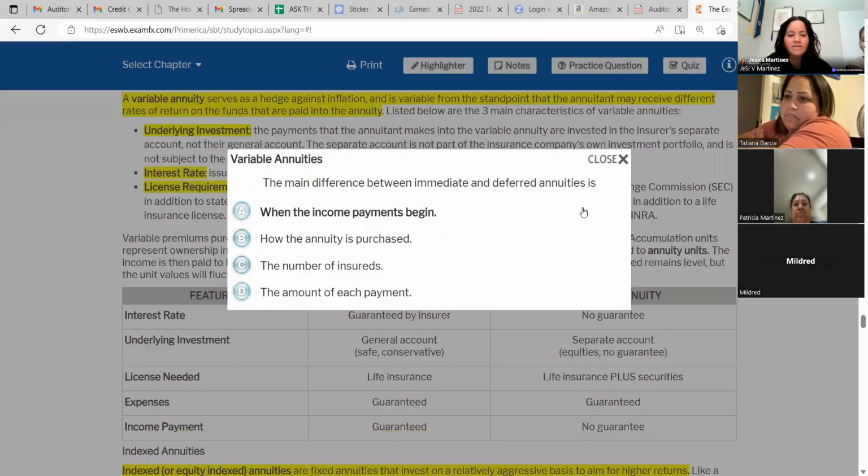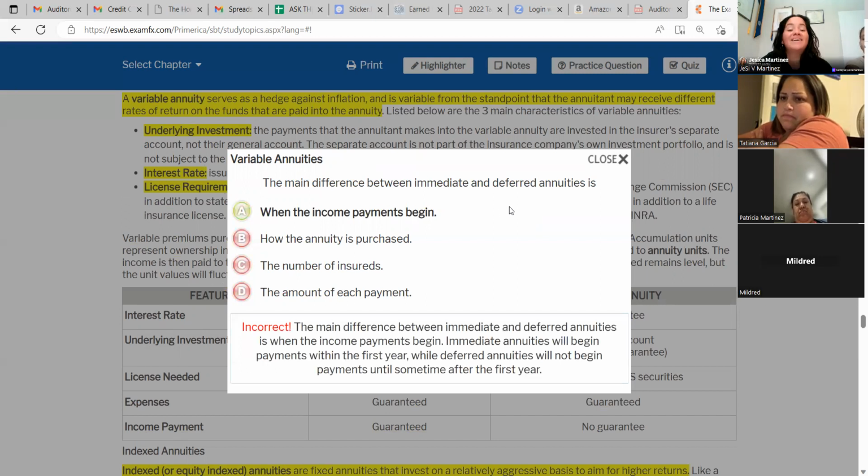Let's see, another practice. The main difference between immediate and deferred annuities is when the income begins, how the annuity is purchased, the number of insureds, or the amount of each payment. How it's purchased. Those are very good options. I do think it's how it's purchased. The main difference between immediate and deferred annuities is when the income begins.